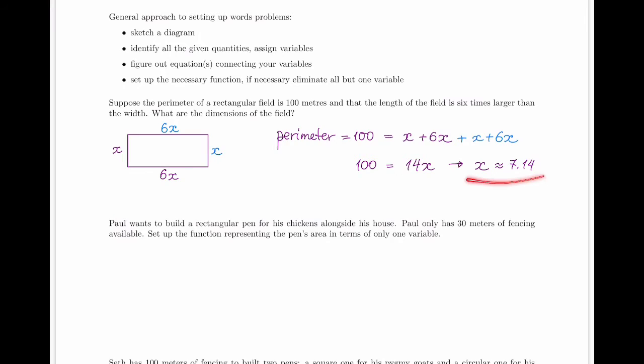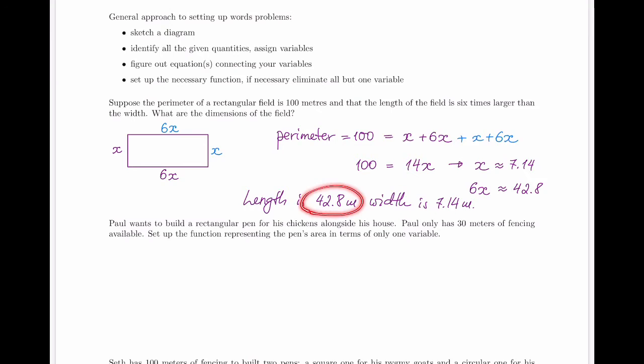So far we found x, which denoted our width, and now I need to find the length, which was represented by 6x, which in this case will come out to be approximately 42.8. So the length of the field is 42.8 meters, and the width of the field is 7.14 meters. You can of course then check that twice this plus twice that will in fact result in the perimeter of 100.